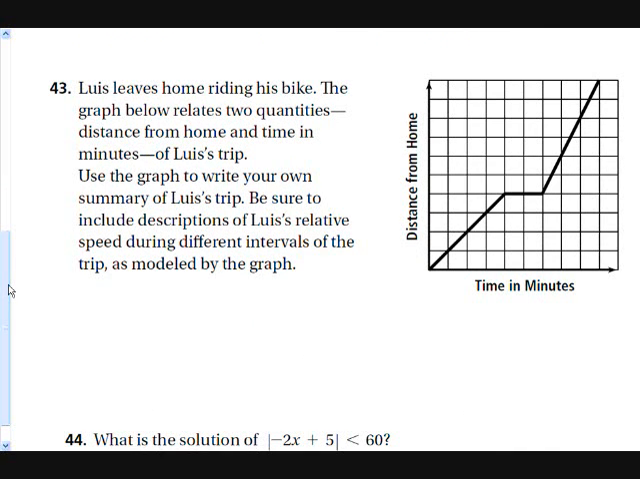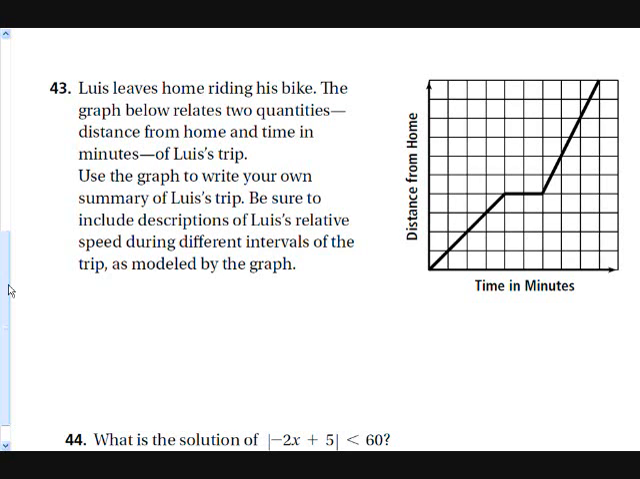For the next one, it says Lewis leaves home riding his bike. The graph below relates two quantities, distance from home and the time in minutes of Lewis's trip. And it wants us to use the graph to write a summary of essentially what Lewis did on his trip here. And it asks us to be sure to include a description of Lewis's relative speed during different intervals of the trip as modeled by the graph.